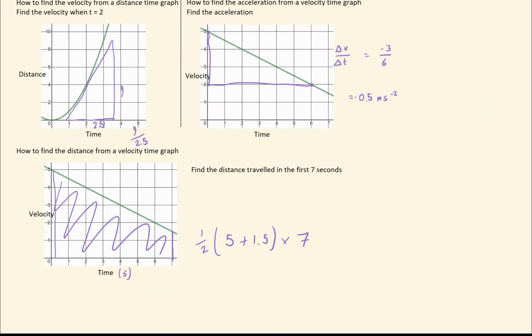So these things don't come up much, but you are supposed to know how to work out the velocity from a distance time graph, same with acceleration and same with distance travelled, the basic ideas.